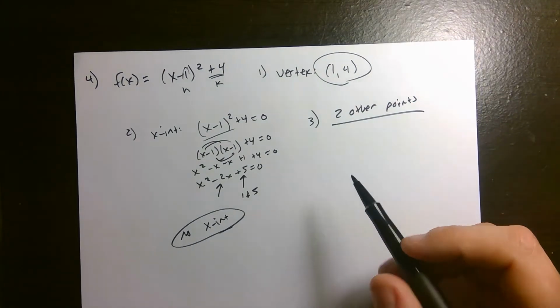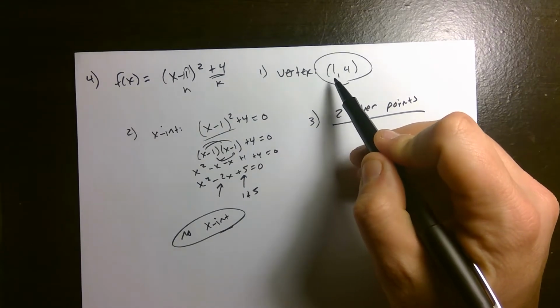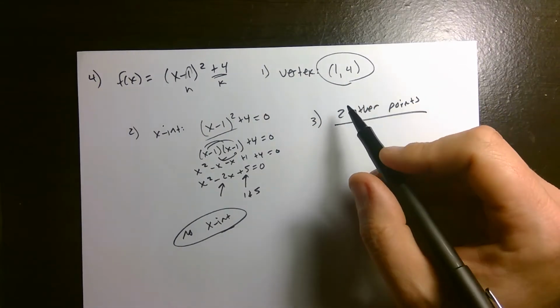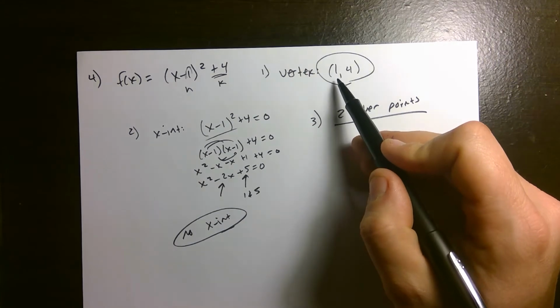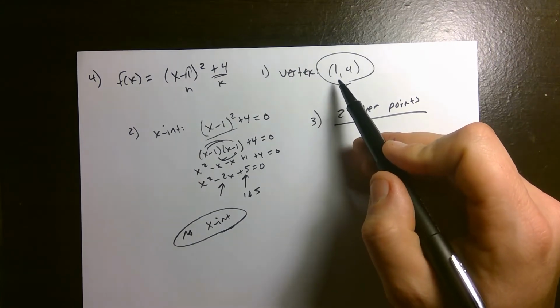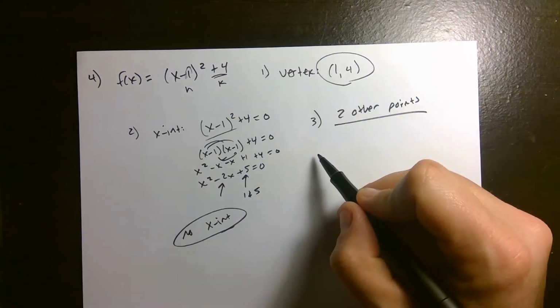Well, here's a tip. Look back up at your vertex. In this case, the x value is 1. Why don't you pick 2 x values that are really close to 1? So maybe we'll pick 0. Maybe we'll pick 2.